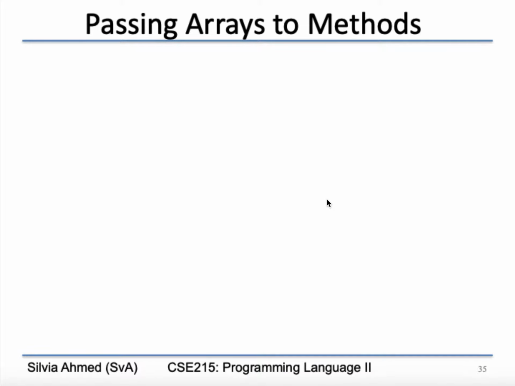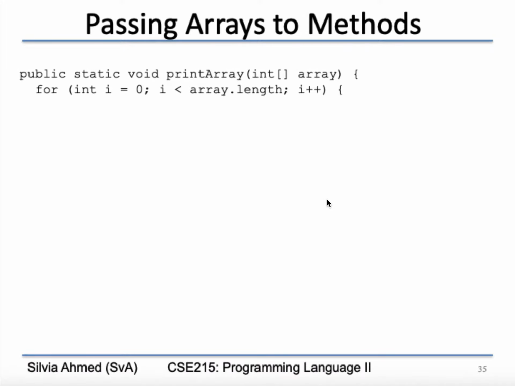Now see how we pass an array to methods as a parameter. So let's look at an example method called printArray, which takes in an input parameter of an integer array. Inside, it prints the array element by element and does not return anything.